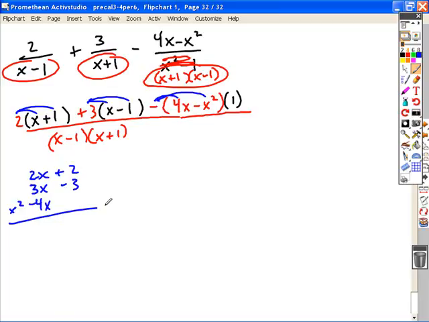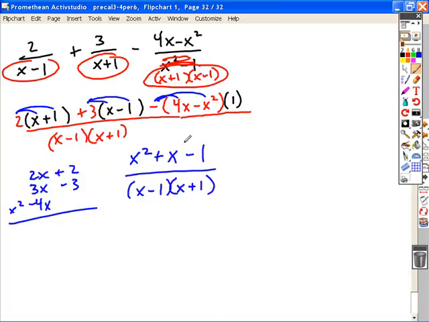So again, I aligned all my terms vertically with like terms just to make it easier to combine. And as I write this down, I get an x squared. I have a positive 1x, and I have a minus 1. So there's my simplified numerator. My denominator is going to stay this set of factors just as it was.